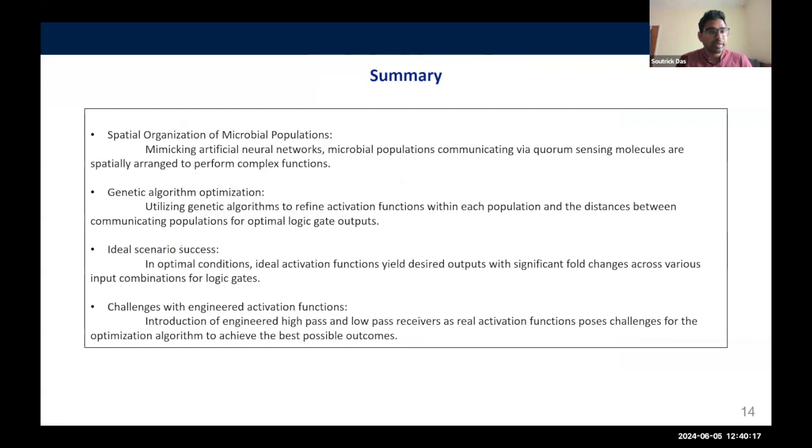So I tried to mimic an artificial neural network using a microbial population, which communicates via quorum sensing molecules. With genetic algorithm optimization, we get to refine the activation function which needs to be encoded in the population. In the ideal case scenario, we're getting a significantly high fold change, whereas when we use the engineered activation function, here we are just giving a penalty to our network topology to minimize the number of nodes. So it gives a fairly good result, but with lesser fold change.